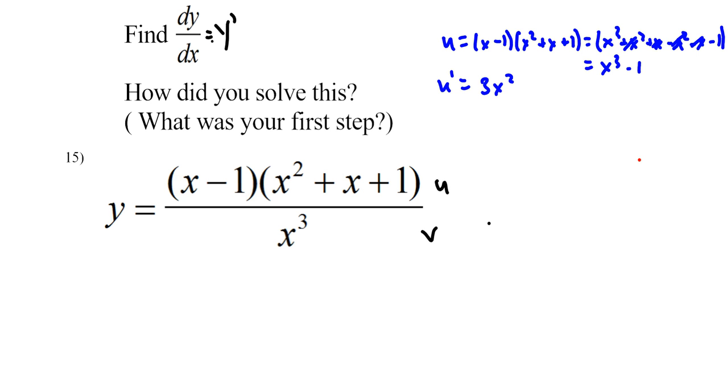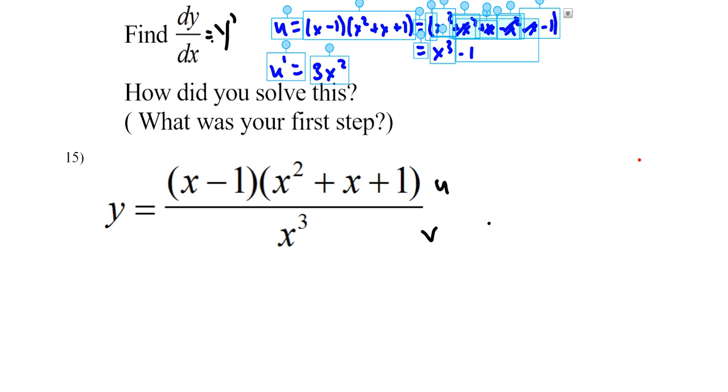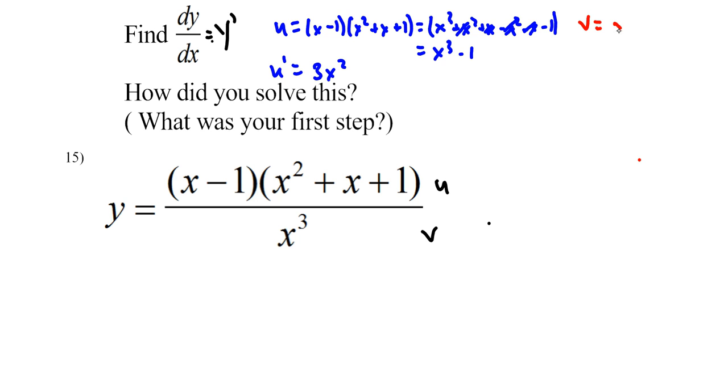And now we have v. What is v? Well, v is this little x cubed. And so we have v prime is going to equal 3x squared.